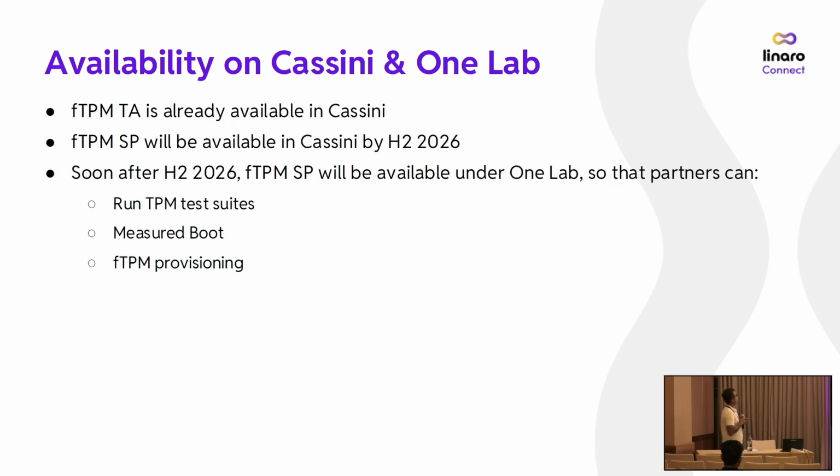Right, so now the availability on Cassini and OneLab, as explained in the previous slide: the fTPM TA is already available in Cassini, and the fTPM SP would be available sometime either at the end of the first half of 2026 or early second half of 2026. All the platforms supported in Cassini are also part of OneLab. So as soon as we have the fTPM SP solution available in Cassini, it would be available in OneLab as well. Partners can run the TPM test suites and also experiment with measured boot and look into fTPM provisioning recommendations.